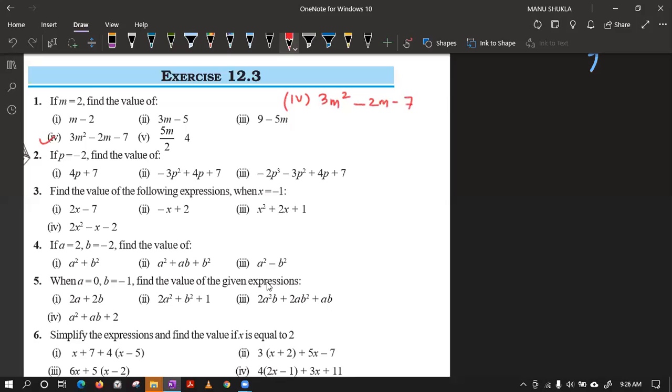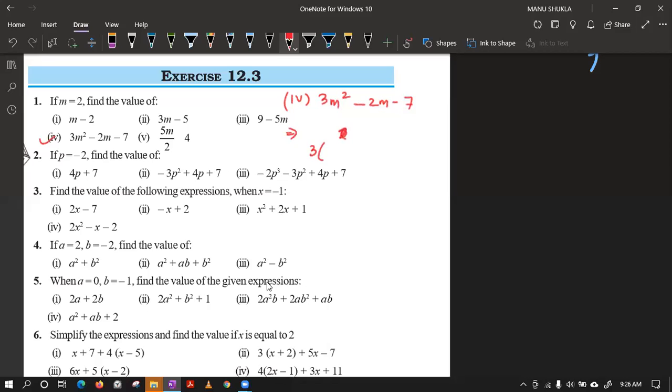So I've told you, wherever you have the variable, you have to put the value of that variable. m equal to 2 you have to put, and I have told you whenever you are putting the value of a variable, you have to put it in a bracket. It is looking like a Z, sorry. Let me correct this. Whenever you're putting a value, we have to put it in a bracket.